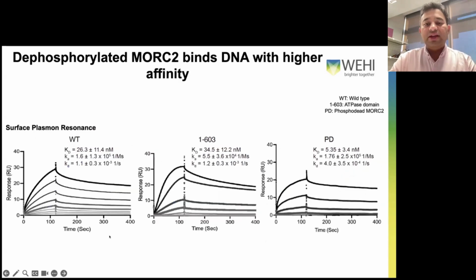Would that also translate into its binding ability to the DNA? So for that, we took help of surface plasmon resonance, and we showed that the wild type and the ATPase domain have very similar binding affinities. However, the phosphodeficient version of MORC2 binds almost 5 times with stronger affinity as compared to the wild type and the ATPase domain. So that shows that dephosphorylated MORC2 indeed binds with much higher affinity and also has a much higher rate of ATP hydrolysis.